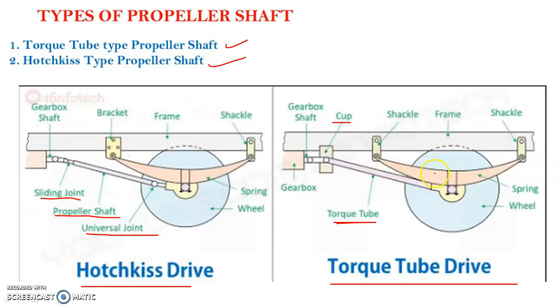After that you will see there is a leaf spring. Here this is a leaf spring. You will see these are attached to the main frame by the bracket and shackle. Here the leaf spring is attached with only two shackles at the front end and at the back end. So this way schematically we can see the difference between these two types of shaft.